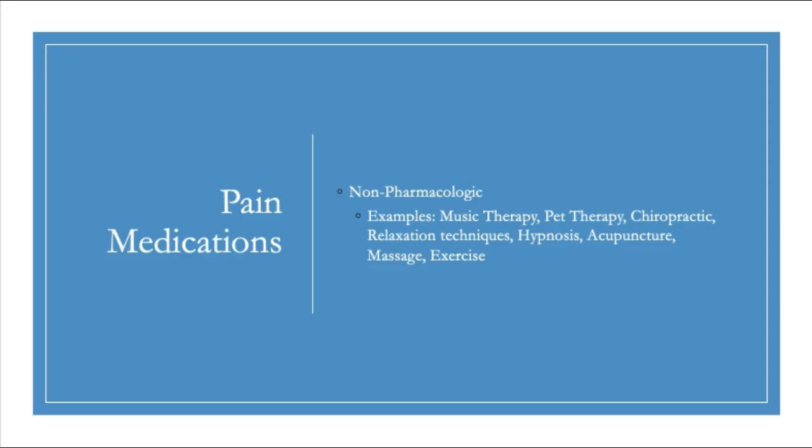Now, I know we talked about all the pharmacologic measures, but just remember there are a lot of non-pharmacologic measures that you can do as well. And there's actually a lot of really good research, especially in palliative care and hospice patients, that these types of interventions help. We're talking about music therapy, pet therapy, chiropractic care, relaxation techniques like deep breathing or yoga, hypnosis, acupuncture, massage, and exercise. Exercise is actually fantastic for people that are depressed or people that have poor sleep habits. As long as they can exercise, it really is a great intervention to do for people.